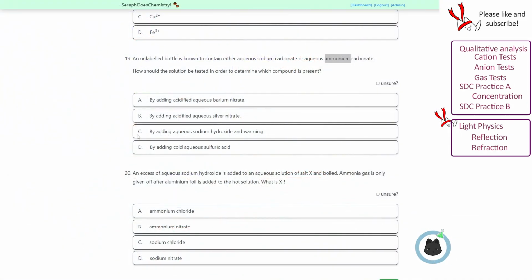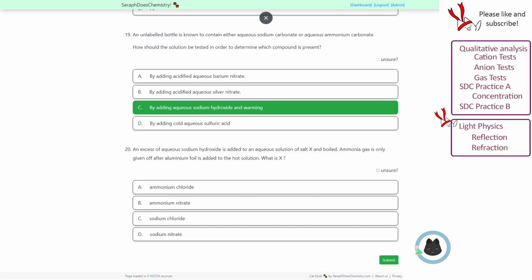So in this case, how do you test for it? Make sure the ammonium is tested. Testing aqueous sodium hydroxide and warming. So you warm to make sure the reaction happens fast and all the ammonia gas comes out. Question 20.